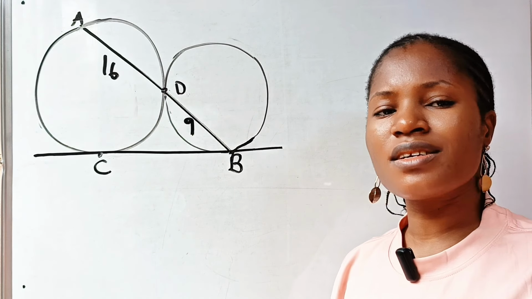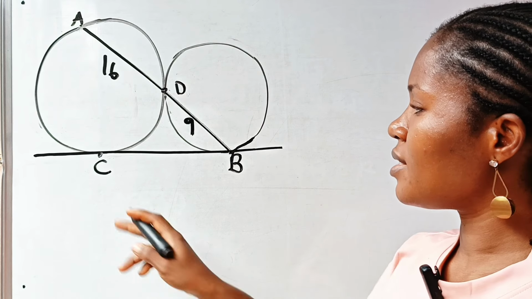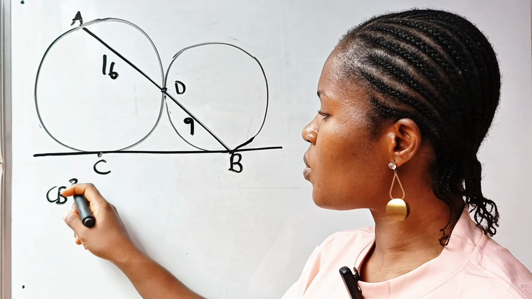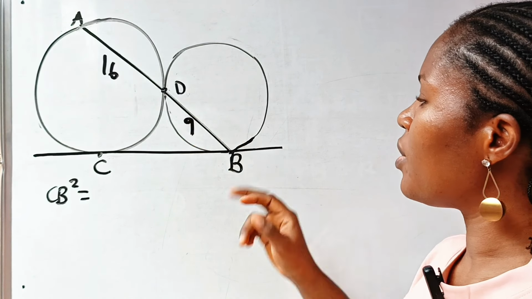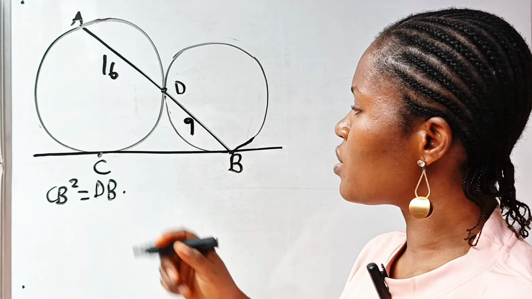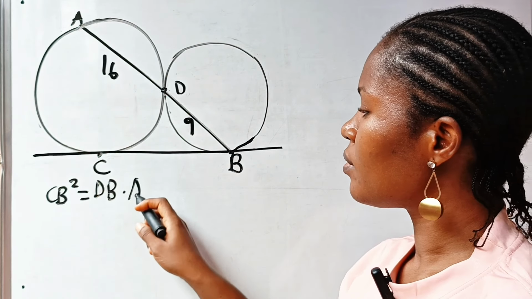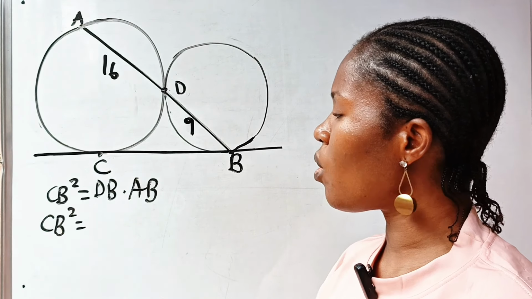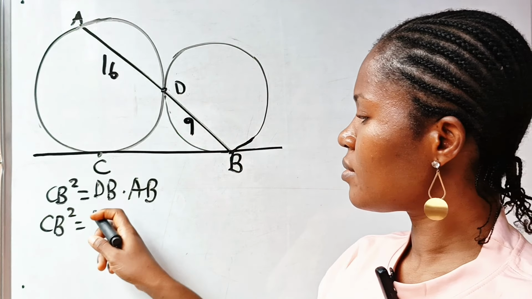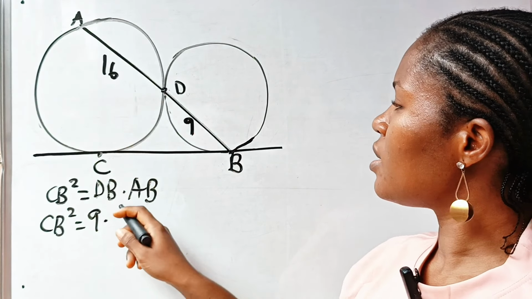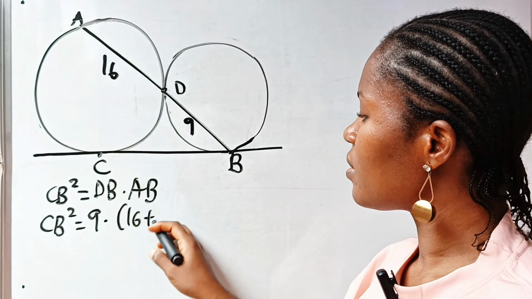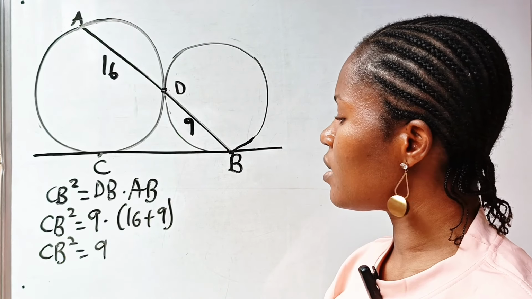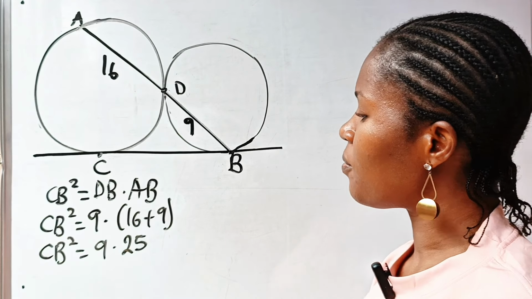Now, according to the tangent-secant theorem, it states that this length CB, that is the length of the tangent, CB squared, should be equal to DB multiplied by AB. All right? So it means that CB squared is equal to, now DB is 9 and AB is 16 plus 9. CB squared is equal to 9 multiplied by 25.